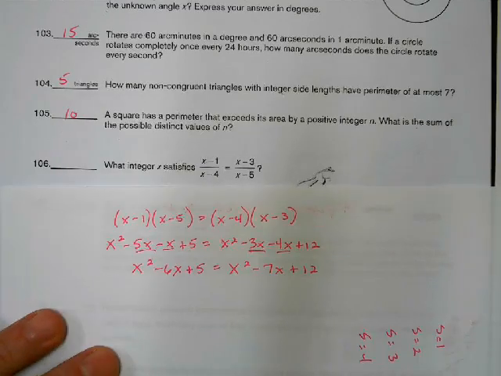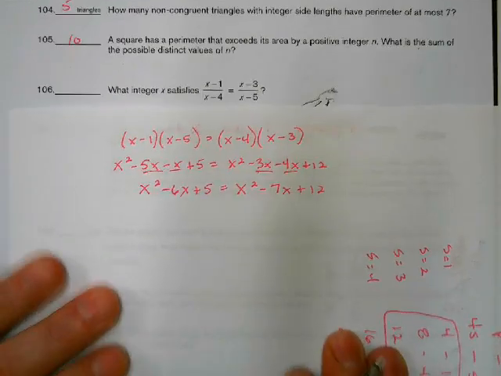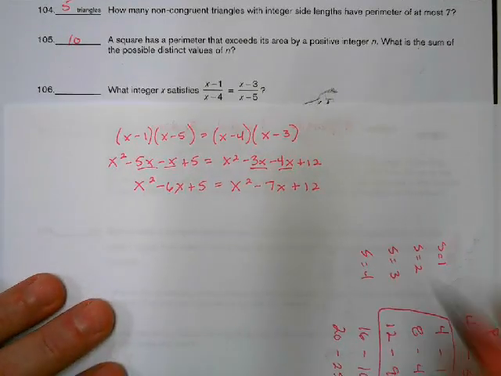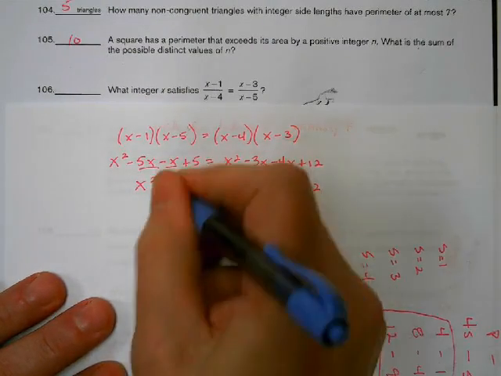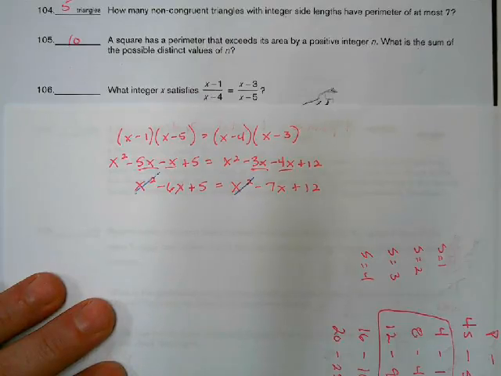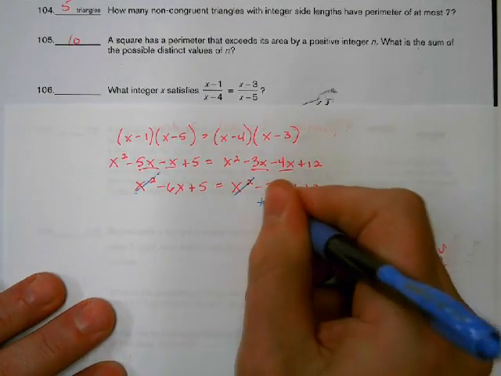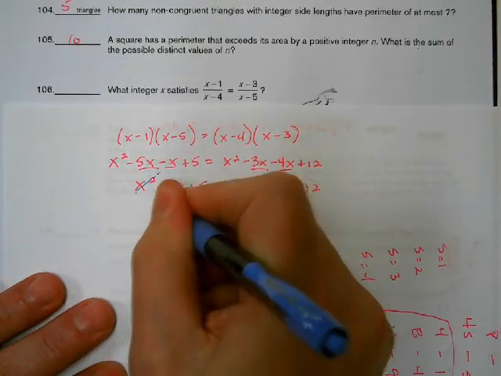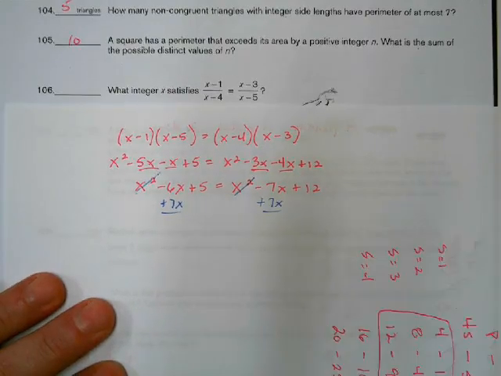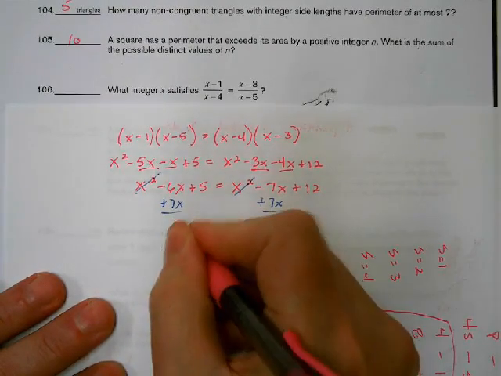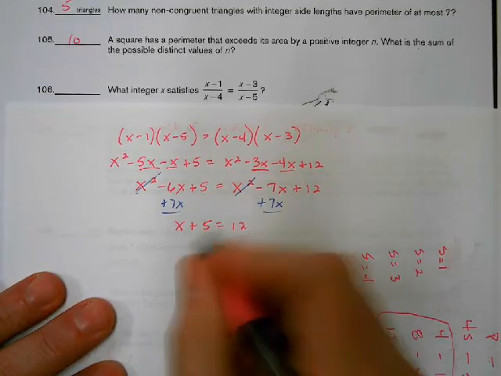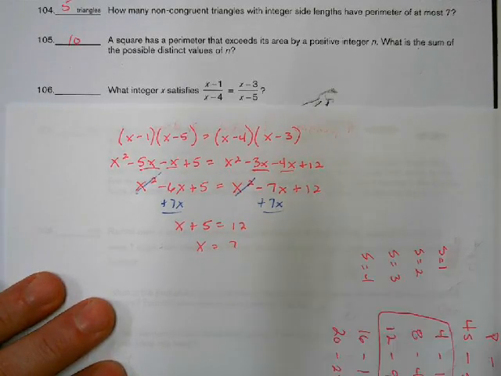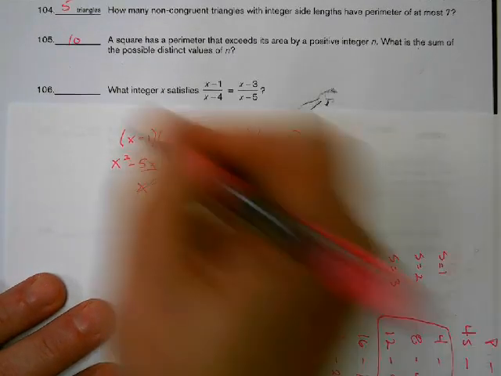Oh, okay. So at this point, subtract x squared from both sides. Those go away. Let's add 7x to both sides. We end up with x plus 5 equals 12. I'll subtract 5 from both sides, and x is 7. So 7 is our answer. I think, let me double check my answers. Yep, there it is, 7.